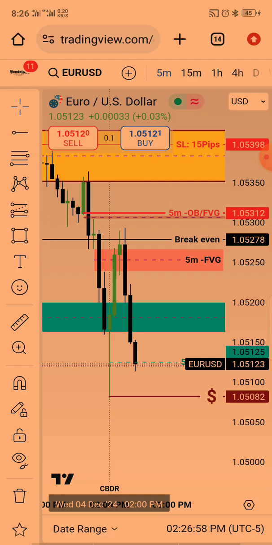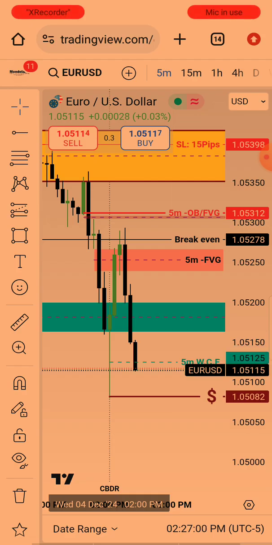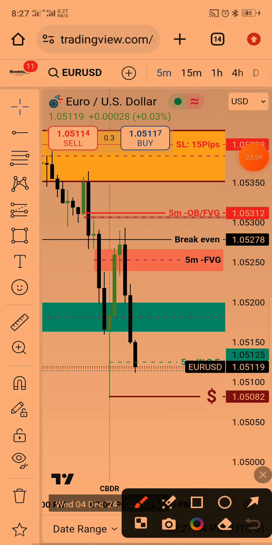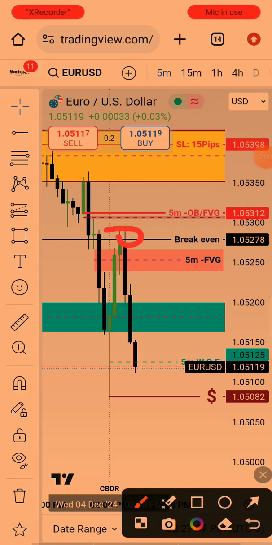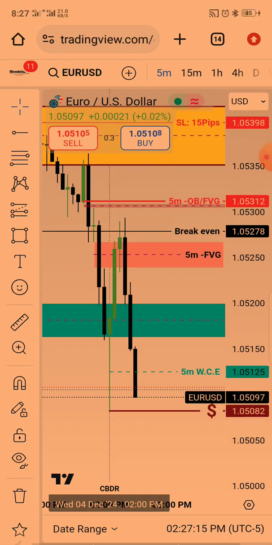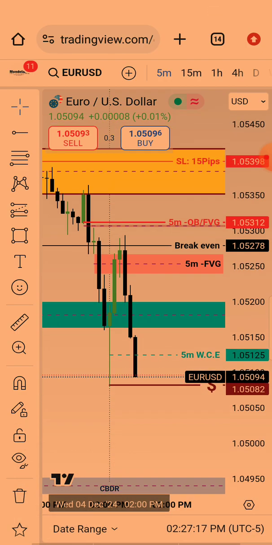This is what I'm talking about. So I'm moving my stop loss right now to this place. My stop loss is here now, right? That's why I say break even. That's my stop loss right now. Let me take the number from there.